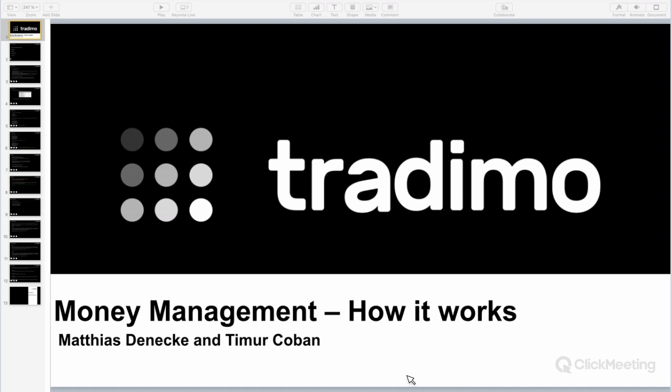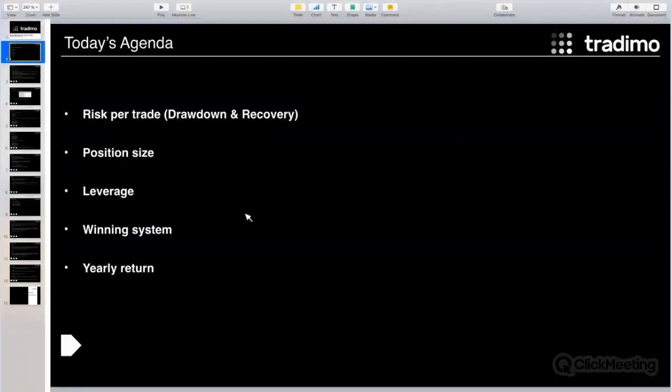Tonight's topic is money management, how it works, what the myths are, and what the expectations about return on investment are. So let's start. These are the 5 subtopics tonight. The risk per trade, drawdown and recovery, position size, the optimal position size and how to calculate it, leverage, then what is a winning system and how can I recognize it, and the yearly return and expectations about yearly return.